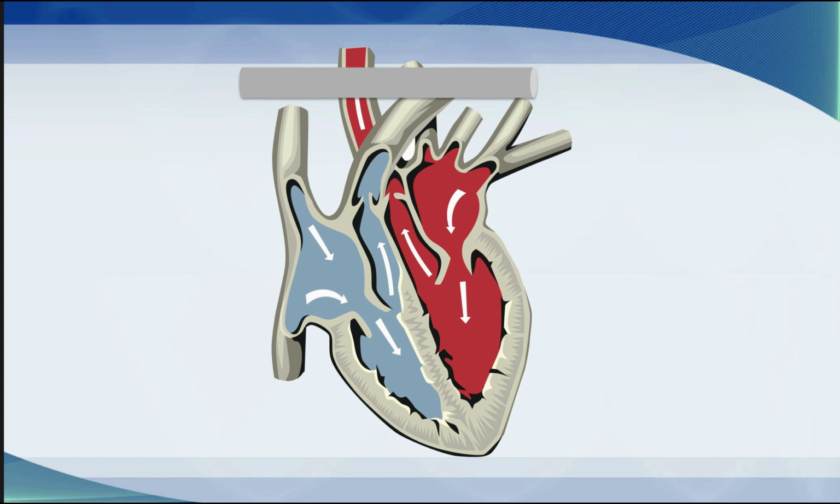Now, on occasion, we will put a very large bore central line into the right internal jugular vein and pass through it a balloon flotation catheter known as a pulmonary artery catheter or Swan-Ganz catheter.